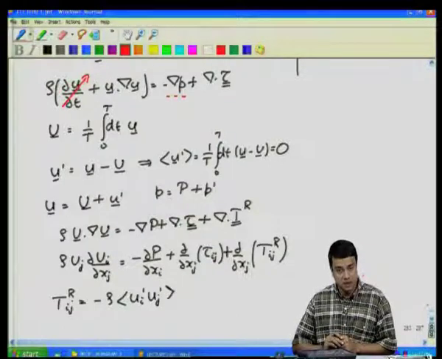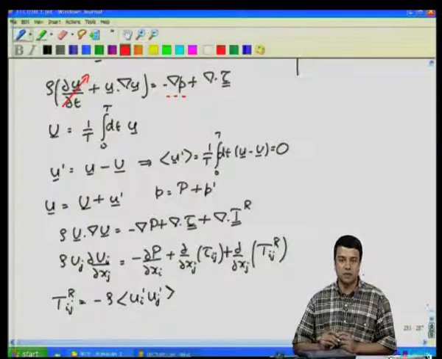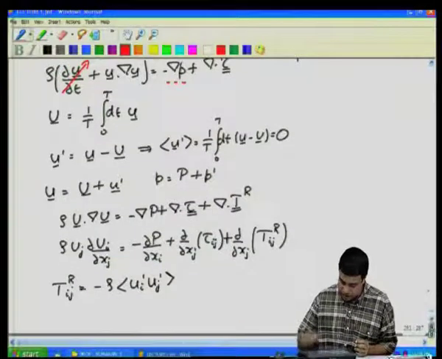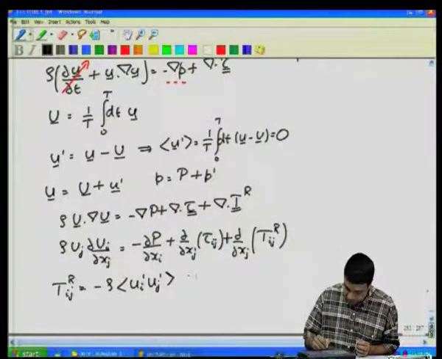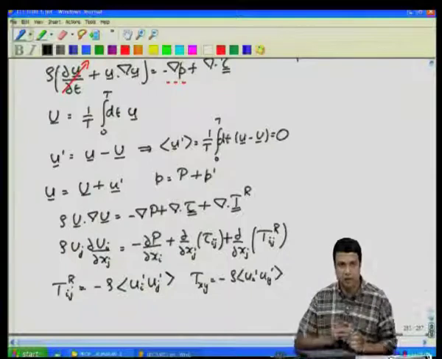So, this is the additional contribution to the stress due to the turbulent velocity fluctuations. Note that it is an inertial term, minus rho times ui prime uj prime. So, it is effectively a convective transport of momentum due to the velocity fluctuations. For example, if I take the shear stress component of this, I will get Txy is equal to minus rho times the average of ux prime uy prime.